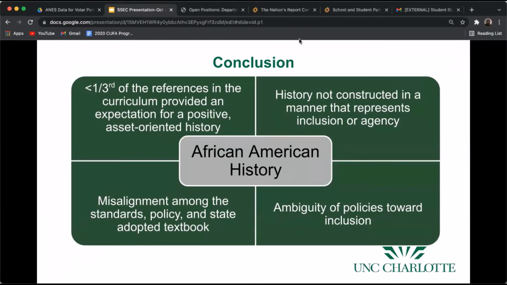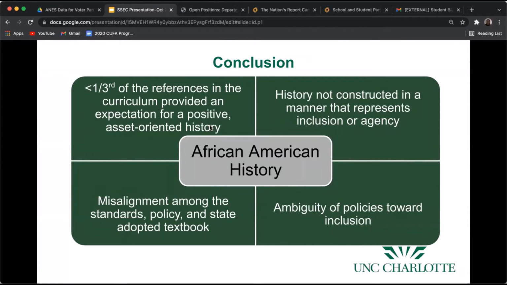So the concluding points were that there is a significant gap in state official policy, the state mandated standards, and the adopted curriculum in depicting oppressive narratives for African American history. Less than one third of the references to African American history in the curriculum provided an expectation of a positive and assertive oriented history. African Americans and their history is not constructed in a manner that depicts inclusion or agency. So the subservient undertone that was aimed to show progress under democracy promotes, from within the official curriculum, this normative experience that African Americans were just barely skating by the skin of their teeth, that they weren't as proactive, or that they are deemed less than.